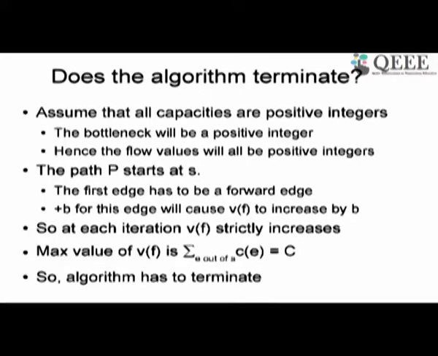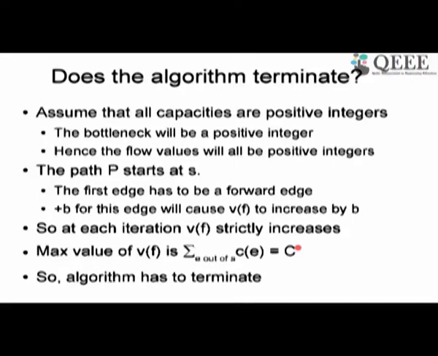Can it keep on increasing forever to infinity? The answer is it cannot. Why can't it keep increasing till infinity? Because the total value of the flow is bounded by the total capacity of all the edges going out of the source node. So if I add up all the capacities of the edges going out of the source node S, that gives me the total maximum flow that I can have. Let's call that capital C. So the maximum value of the flow is bounded by capital C.